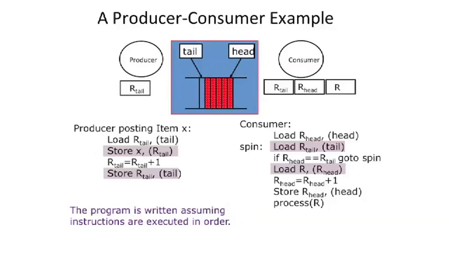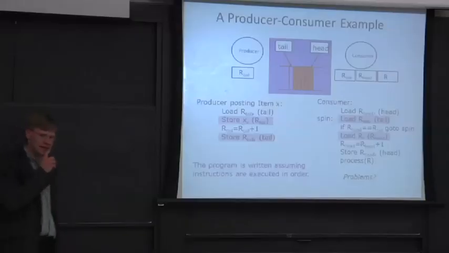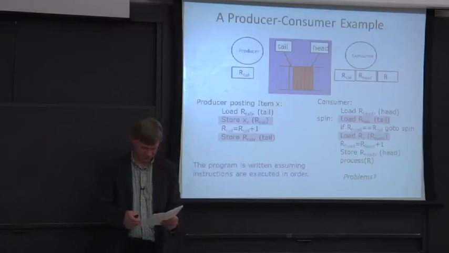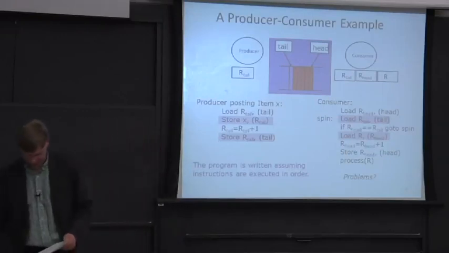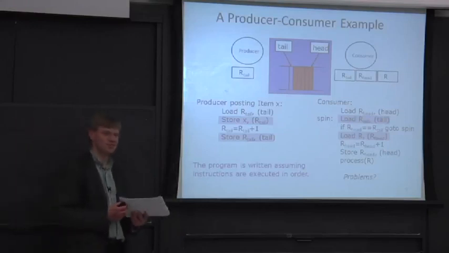So this program's a little naive, because we've been talking about out-of-order processors and out-of-order memory systems. In a perfect world, this assumes that instructions are executed in order and that there's no interleaving between the consumer and the producer, and vice versa in the memory system. So does anyone think there are any problems with this? Does this just work fine?